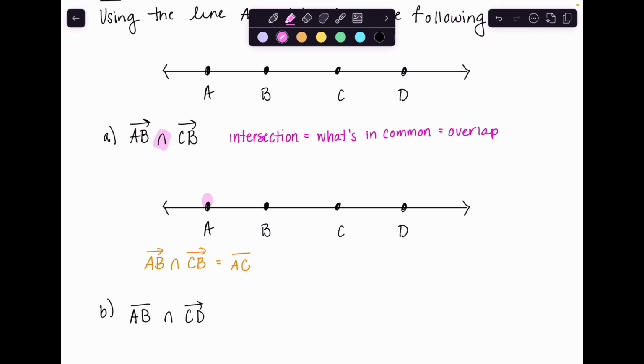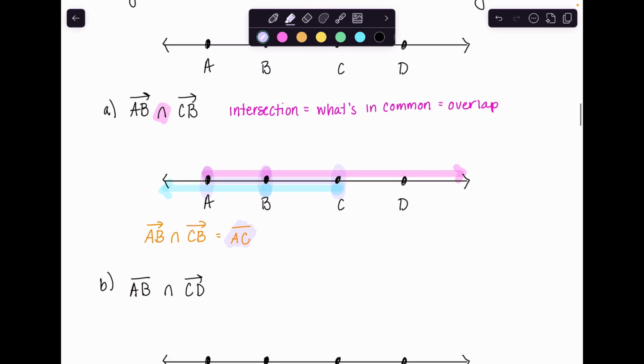So ray AB, and I'll do it above, starts at A and heads in B's direction forever. Then I've got ray CB, so that starts at C, heads in B's direction forever. And if I want what's in common, well, they both go through the point A, they both go through B, they both go through C, and you include everything in between. So you get just that line segment from A to C, okay?